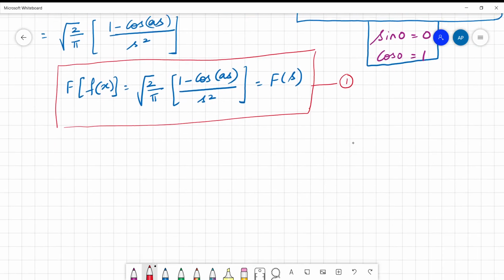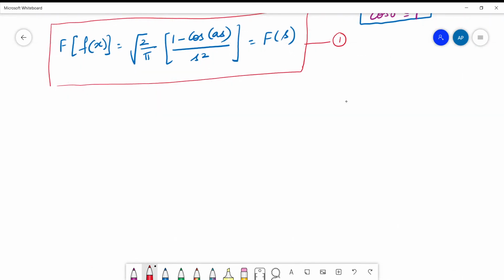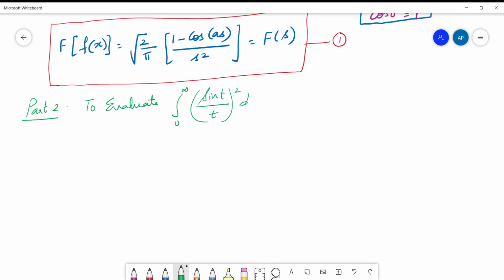Now let us move to the second part. So I will write down what we have to prove or what we have to find. So part 2, we are not asked to prove but to find. So we have to evaluate the integral from 0 to infinity of (sine t by t) the whole square dt. Okay, fine. Now this is what we are supposed to do.